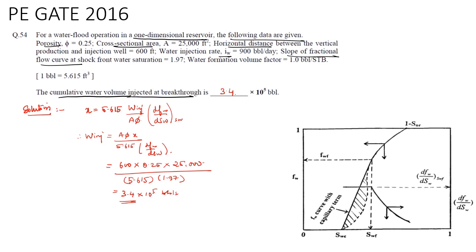Again, we know this will be the formula that we will be using for calculating the cumulative water volume, where W injection is the cumulative water volume. Taking W injection as the subject of the equation, I will get A φ x upon 5.615 upon dfw upon dSw. On placing all the values, I will get the answer as 3.5 into 10 raised to 5 barrels. All right, now let's move further.